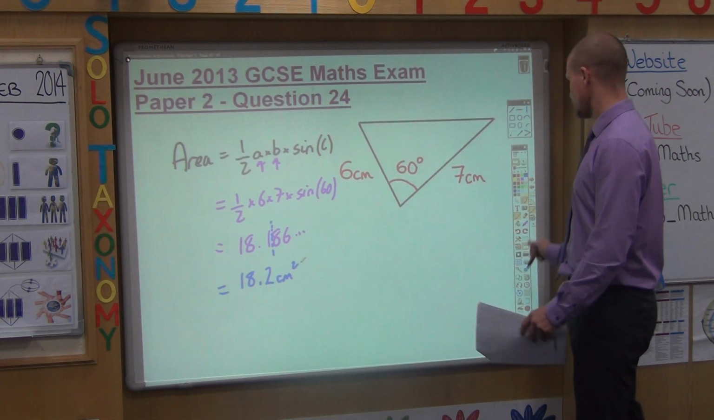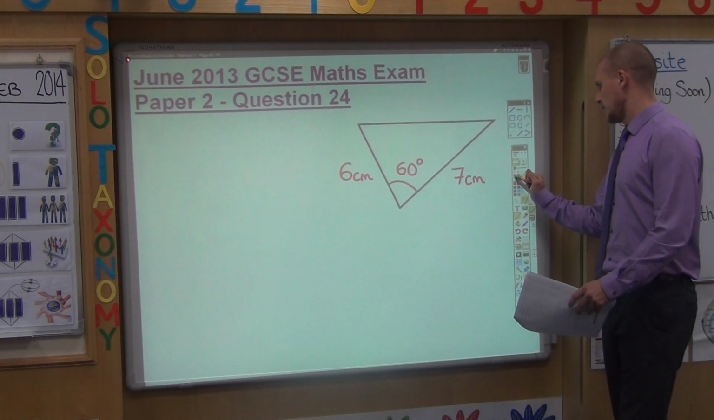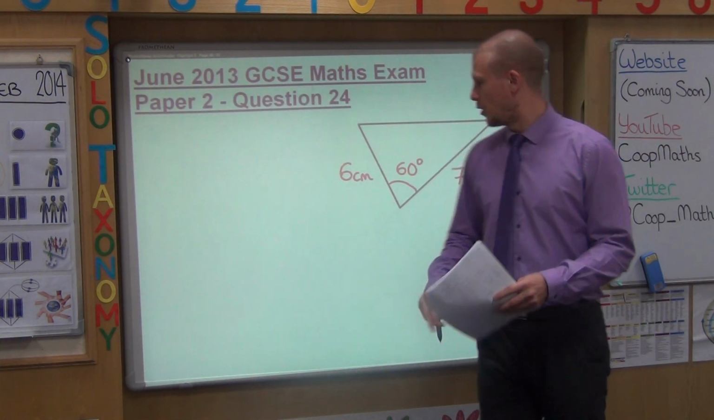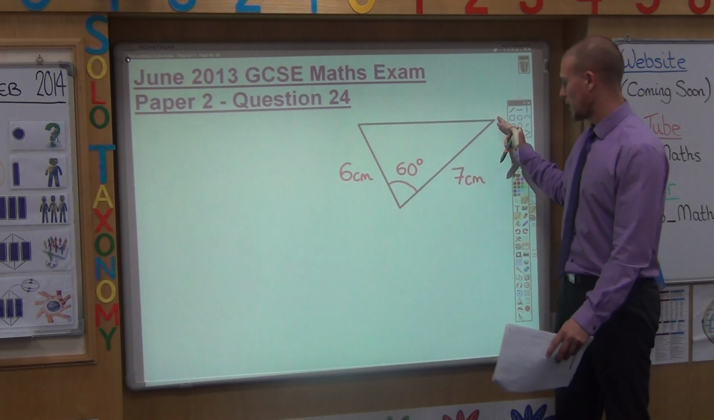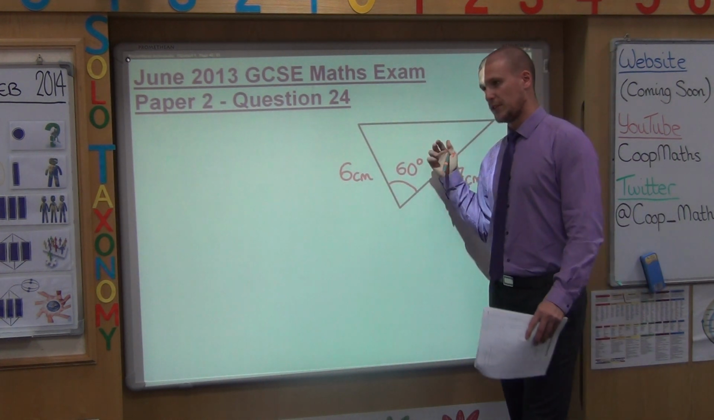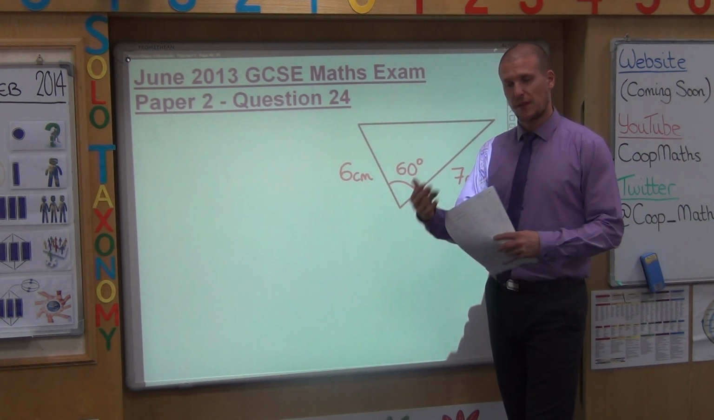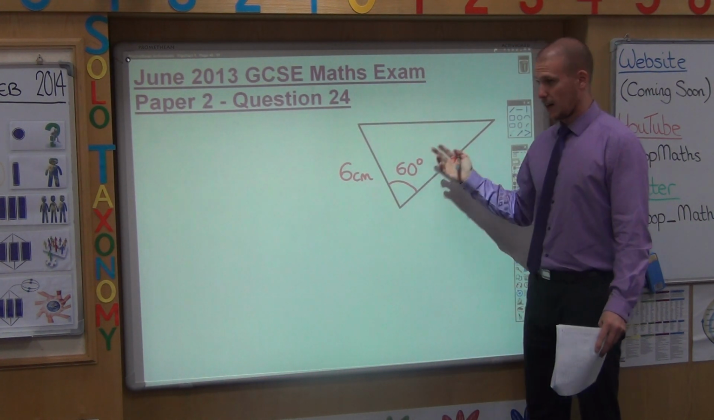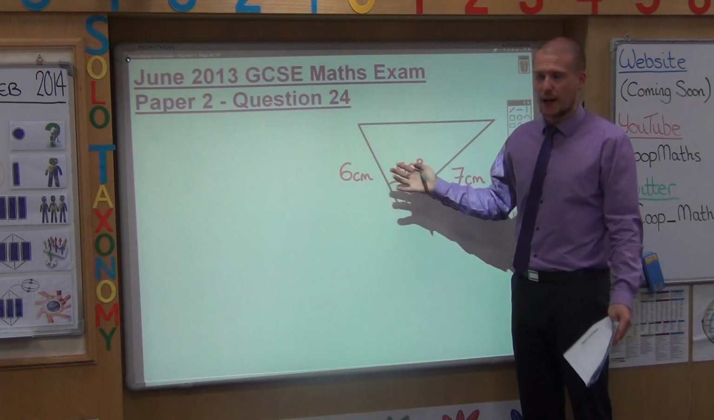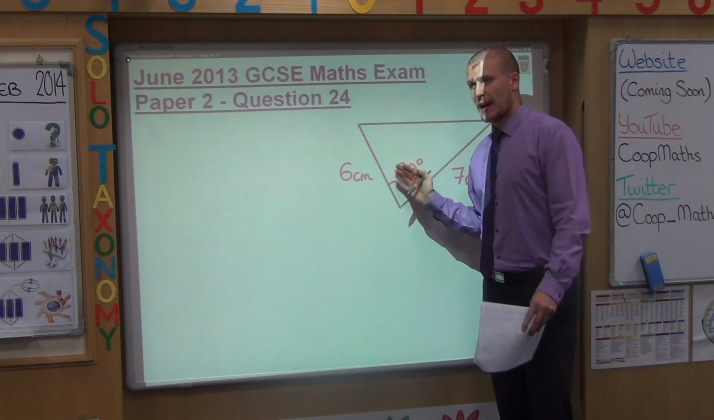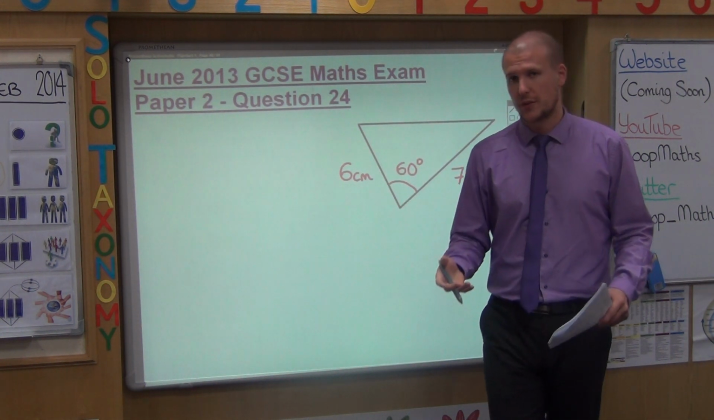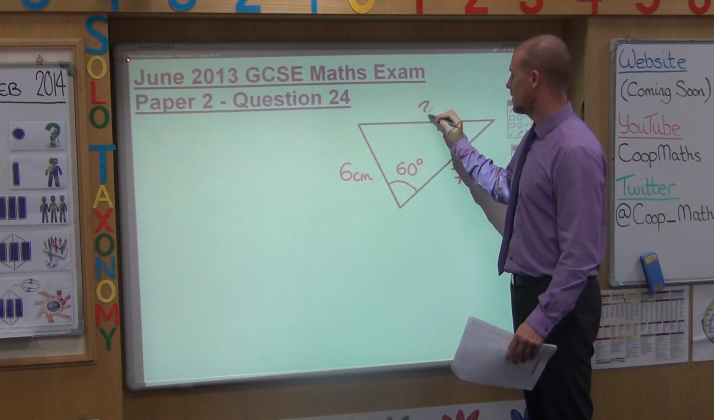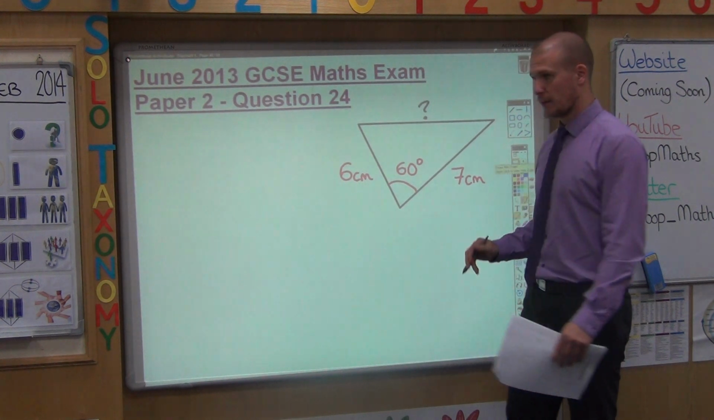That's part A. Part B, same triangle, same ABC. It's asking you to find the length of AB, this side, okay? Now, it's a non-right angle triangle, so there's no Pythagoras involved, there's no SOHCAHTOA trig involved. Any triangle where sides and angles are involved, you're going to most likely be using either the sine rule or the cosine rule. Which one you need to use depends on what you're given.